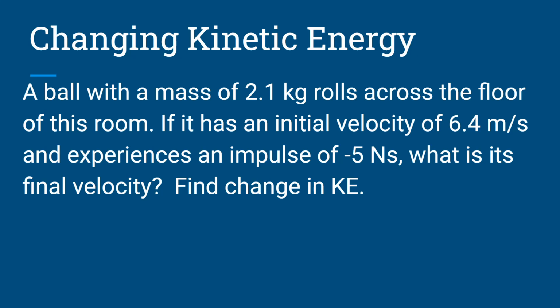This one says a ball with a mass of 2.1 kilograms rolls across the floor of this room. If it has an initial velocity of 6.4 meters per second and experiences an impulse of -5 newton seconds, what is its final velocity? And then find its change in KE. Again, if I'm looking at impulse, I know impulse was equal to force times time, but it was also equal to mass times change in velocity. I know that from last unit.